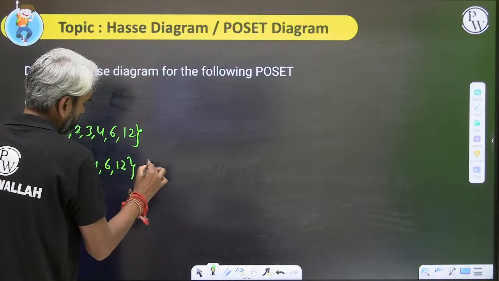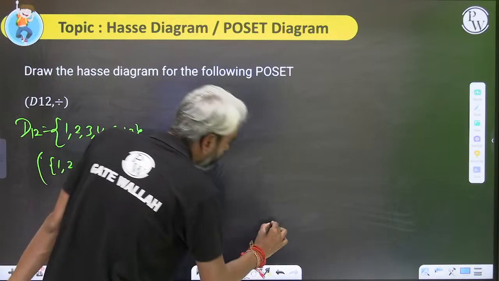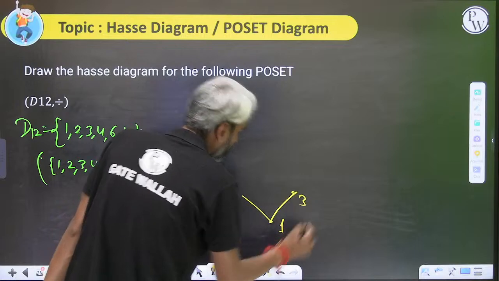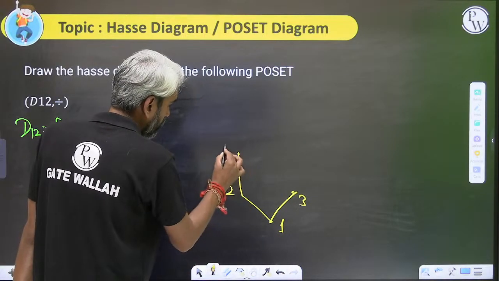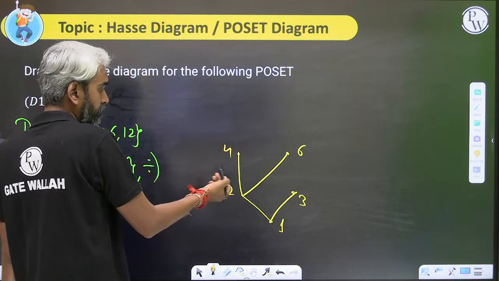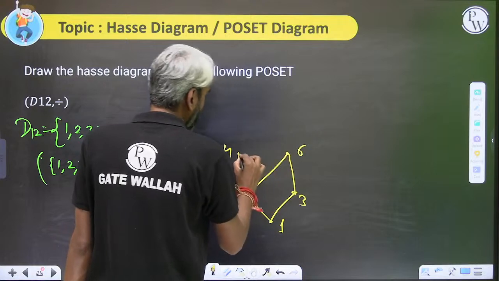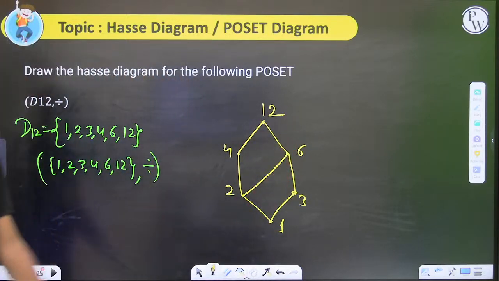With respect to divides, draw this. 1 divides 2, 1 divides 3. For every other element, 2 and 3 exist. Now, 2 divides 4, 2 divides 6. So for 12, 4 and 6 exist. 3 divides 6, and 4 and 6 divide 12. So this will be the poset diagram for this particular set.